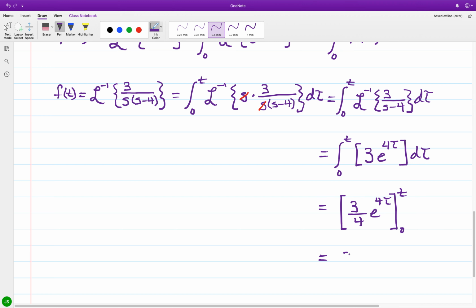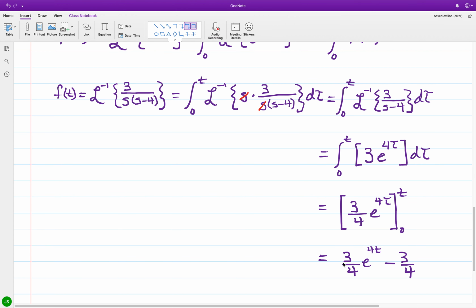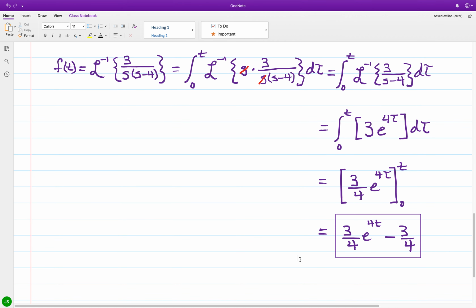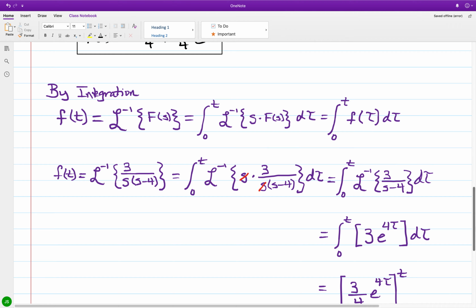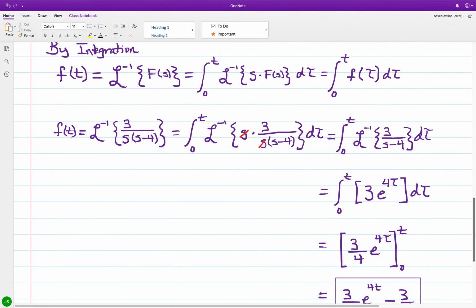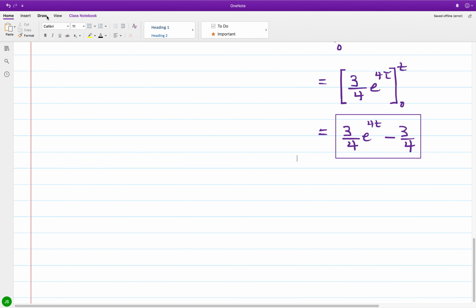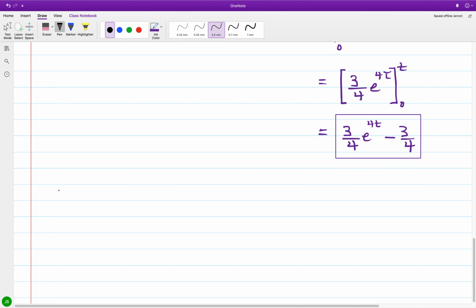Taking what we have with the upper limit, you have 3/4 of e to the 4t, and with the lower limit at 0, e to the 0 is 1, and we have minus 3/4 times 1. For the end result in this case, 3/4 times e to the 4t minus 3/4. Just comparing to what we had earlier, you have negative 3/4 and a positive 3/4 of e to the 4t.